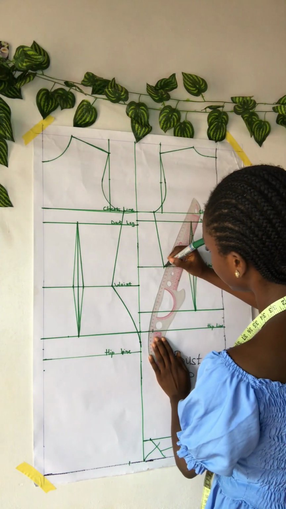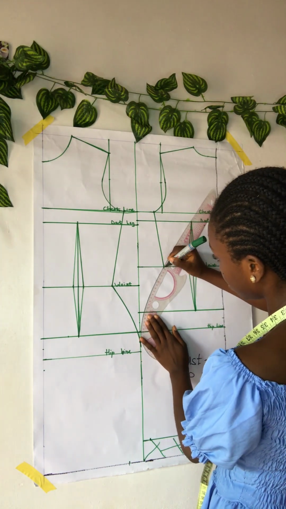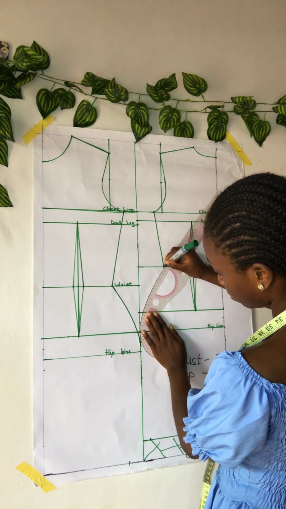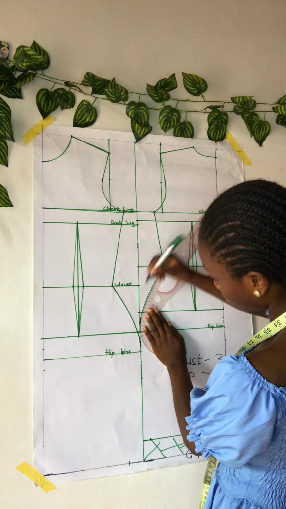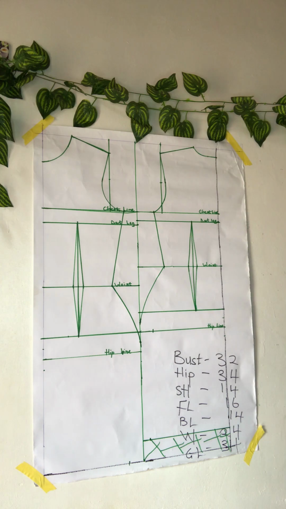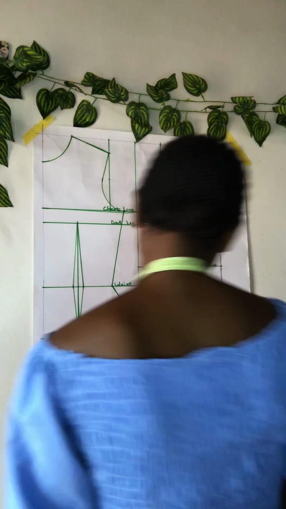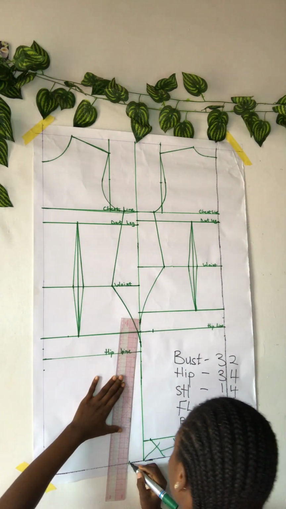Do you get it? And so I'm going to be doing the same thing for the back. Also from that 1 inch we took above the hip line for the back, and I'm going to connect it. So now you see that the line is a little bit above the hip line. Yeah, that's what you want actually.